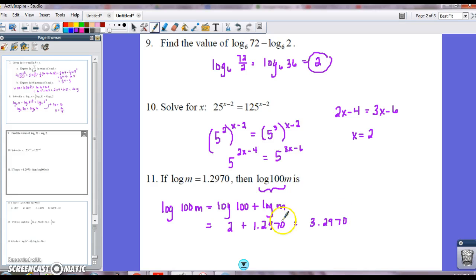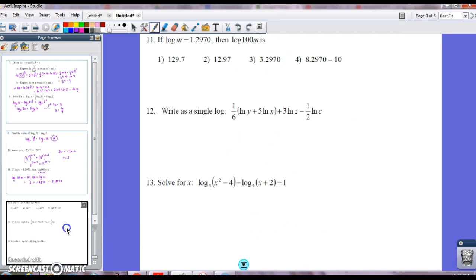So sometimes a problem looks like it would be more complicated than it actually is. And I believe actually that was a multiple choice problem, so that would have been choice 3 there. Okay.